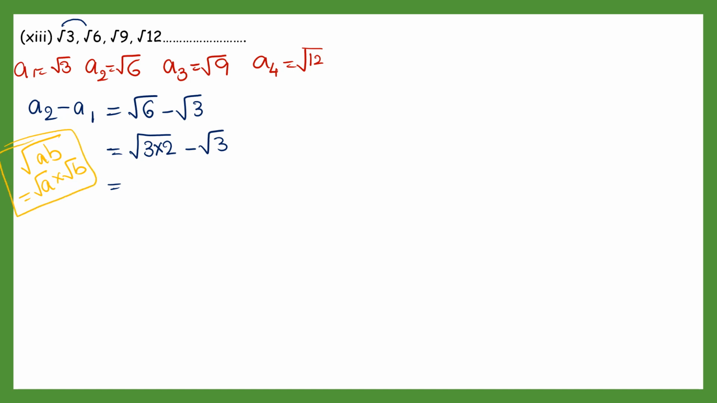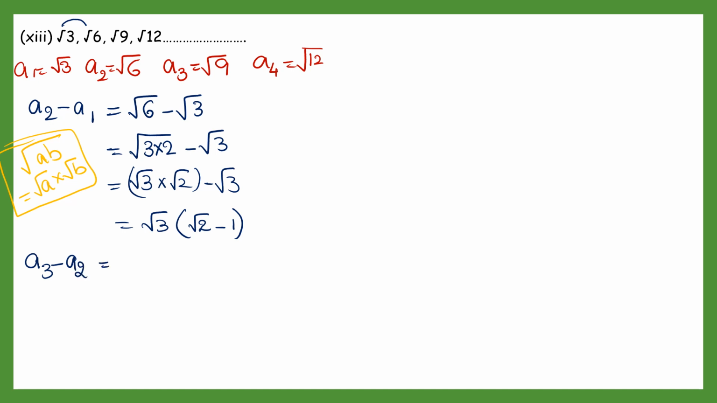So based on this, we can write root 3 into root 2 minus root 3. Now let's take root 3 common. We get root 3 of root 2 minus 1. Now let's find the difference between the third term and the second term, A3 minus A2. So root 9 minus root 6. Root 9 is nothing but root of 3 into 3, that is, you get 3 outside. Root 9 is 3, minus root 6, 3 2s are 6. So you get 3 minus root 3 into root 2.